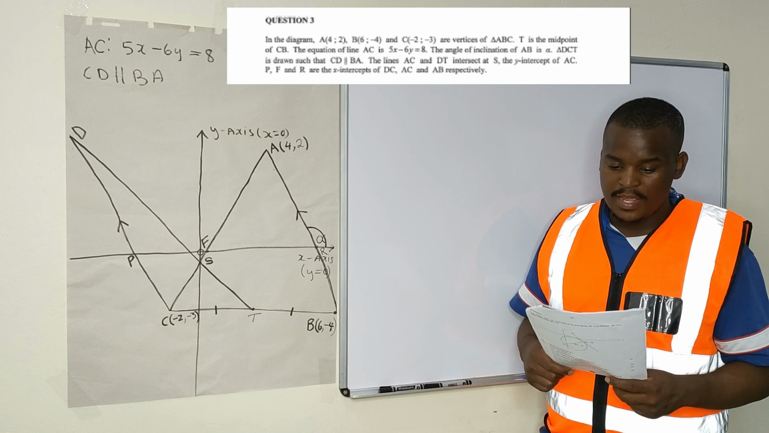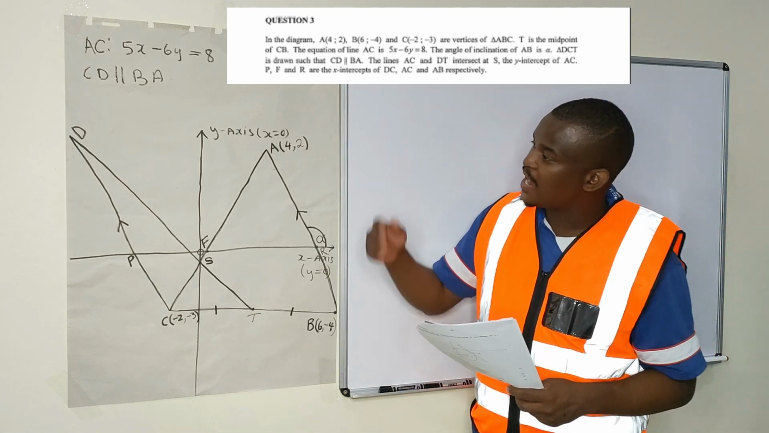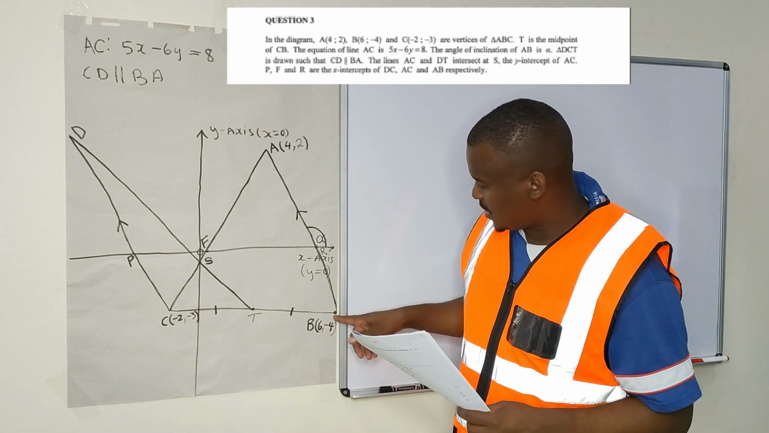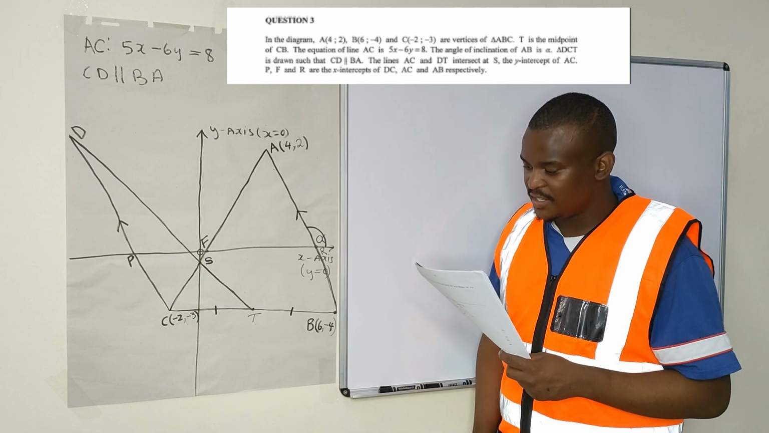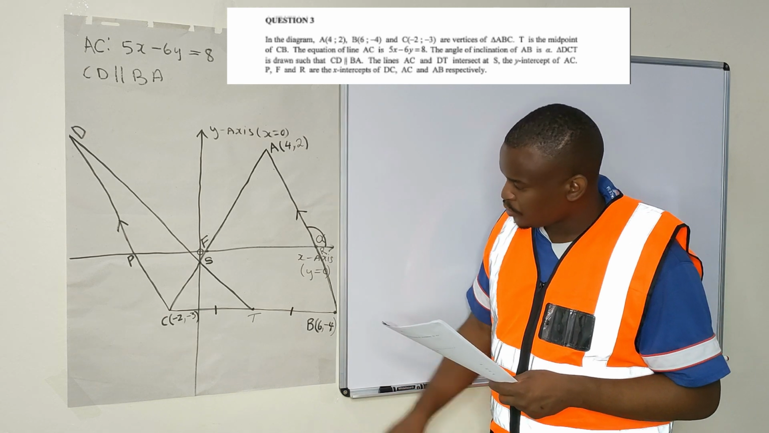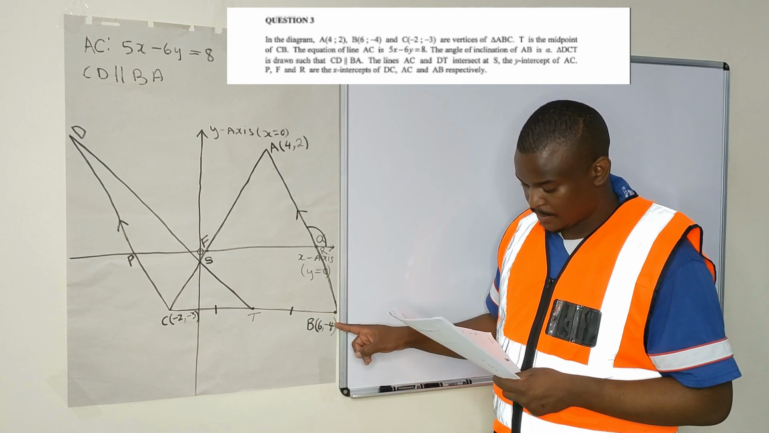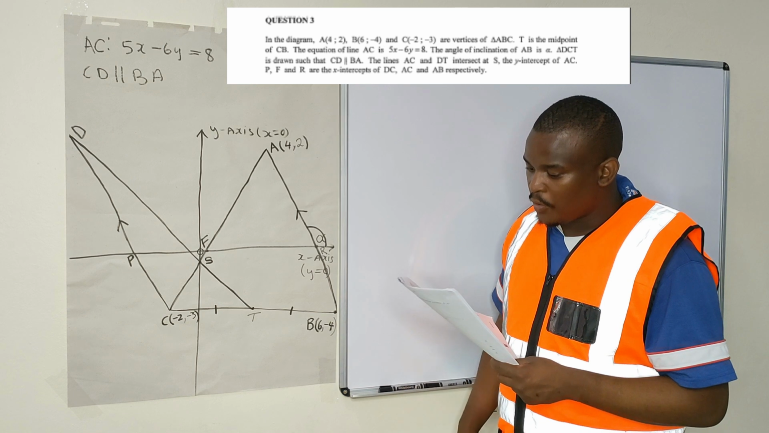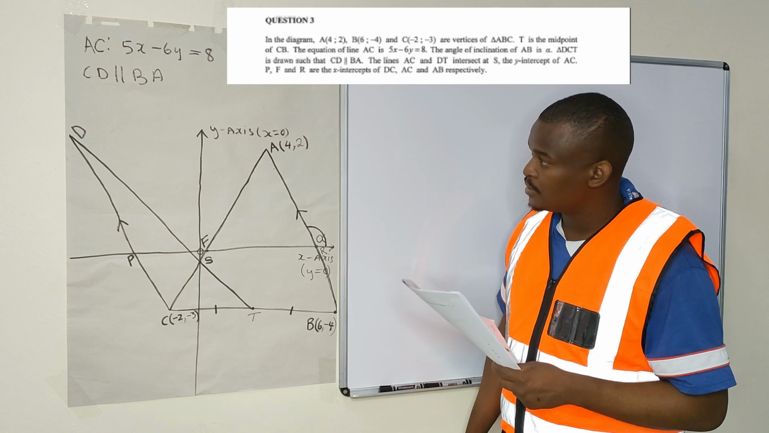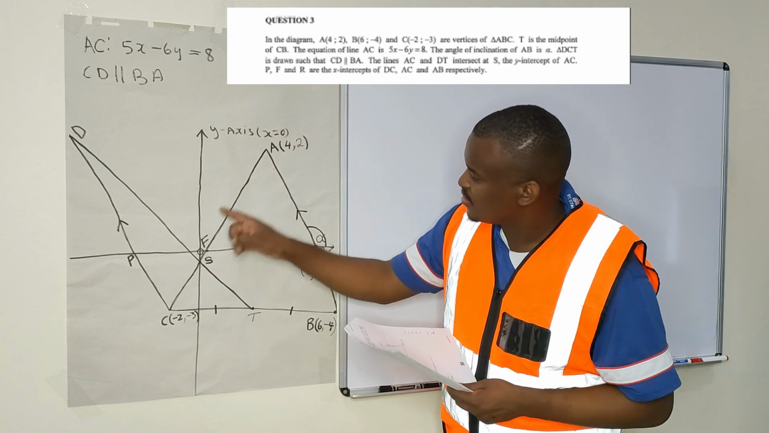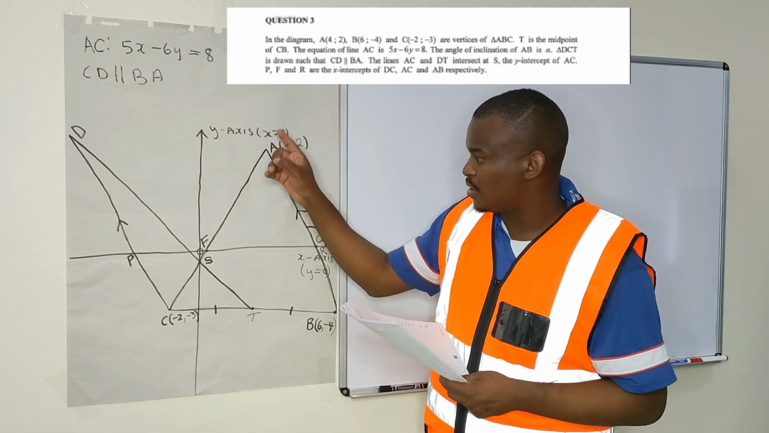In the diagram, A, B, and C are vertices of triangle ABC. So in this diagram here, A, B, and C are the vertices of this triangle. T is the midpoint of CB. So this point T is a midpoint of CB. This is what this means. Let's continue. The equation of AC is 5x minus 6y equals 8. So this is the equation of this line here.